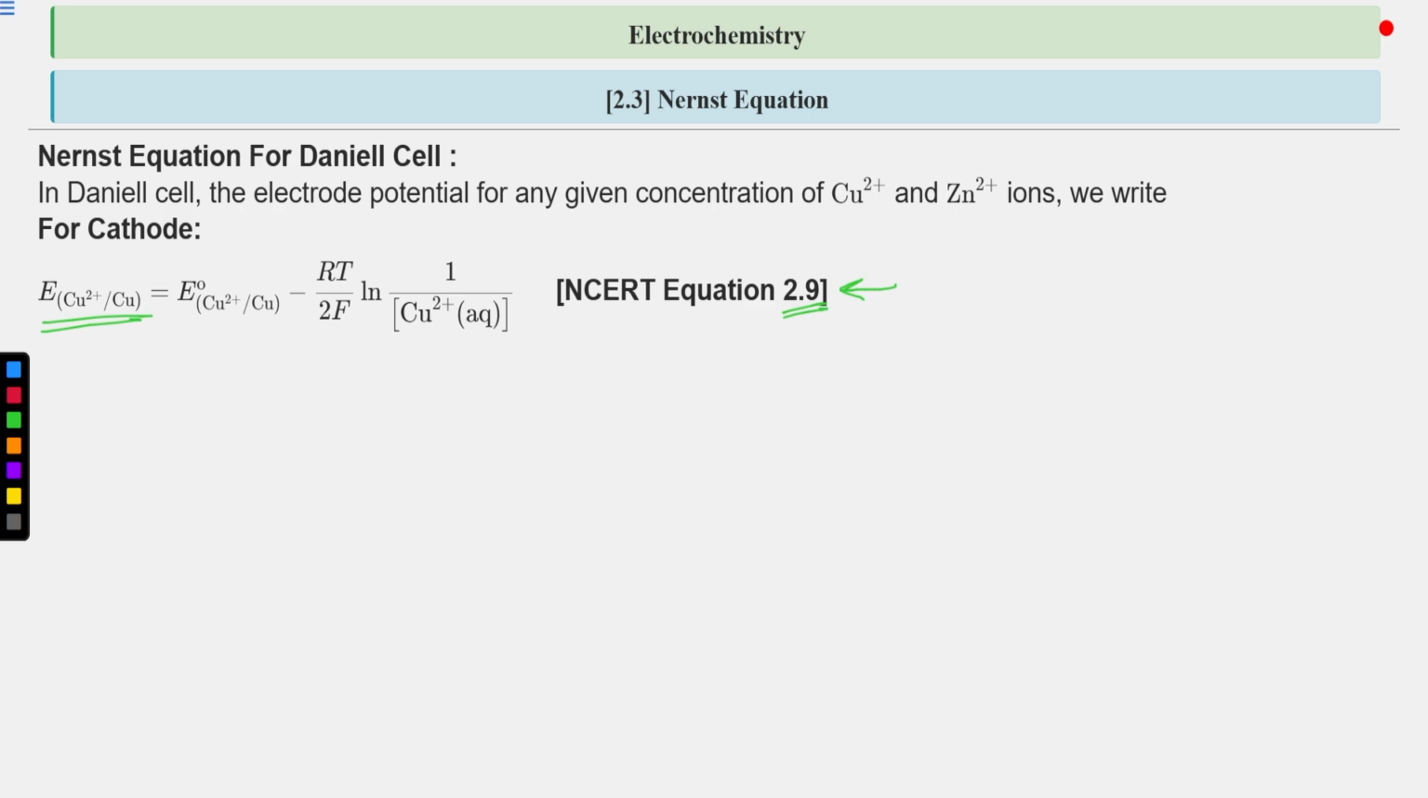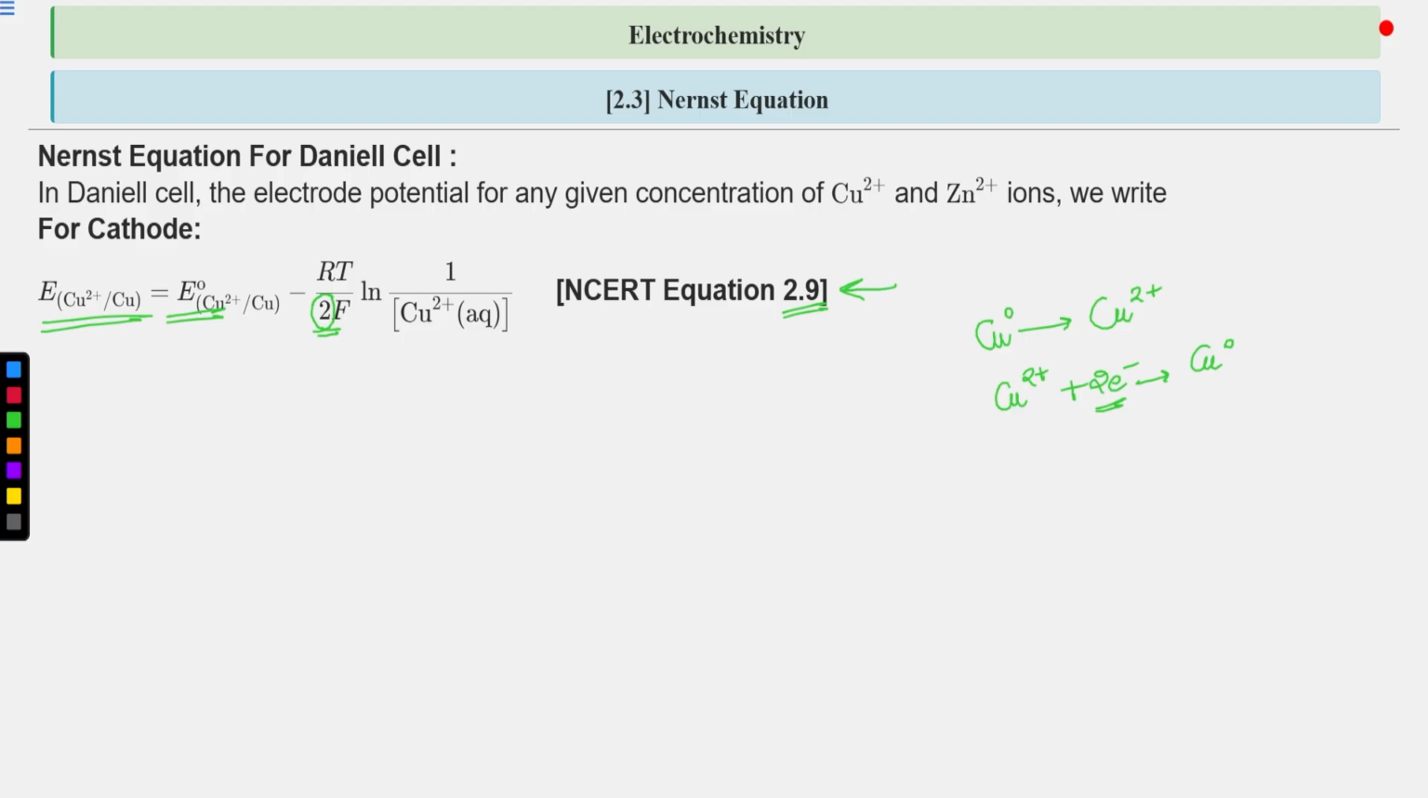Okay, and E naught is the standard reduction potential of the copper electrode, and minus RT by 2F. The 2 is because the number of electrons participating in the redox reaction is 2, as the charge says. So copper goes from 0 to copper 2 positive, or you can say copper 2 positive is gaining 2 electrons and becoming copper in the 0 state. So 2 electrons are involved in the reduction process of the copper electrode.